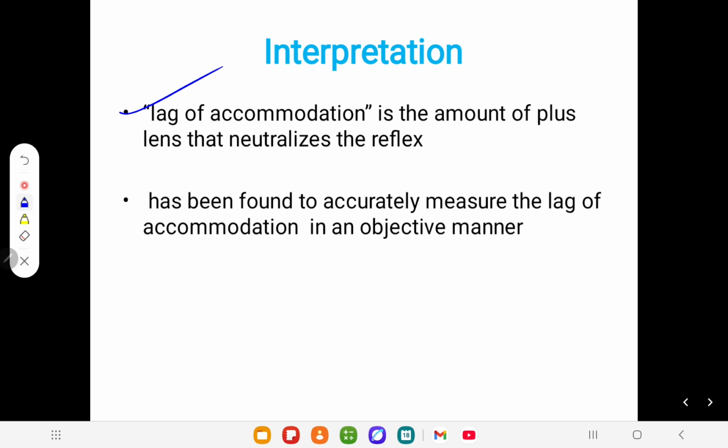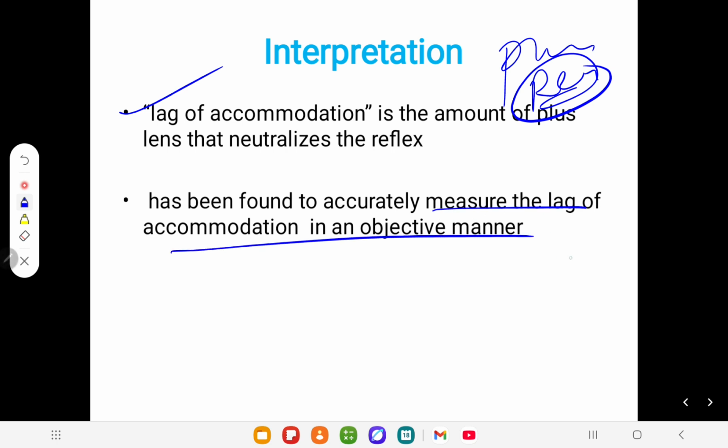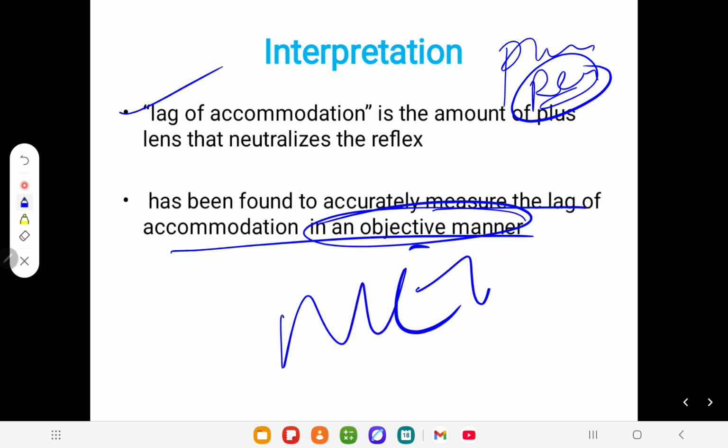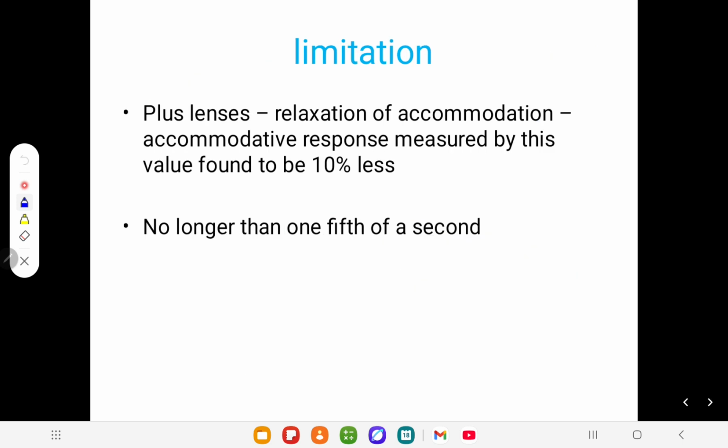because the lag of accommodation is the amount of plus lens that neutralizes the reflex. When we add plus lens, the eyes themselves relax, so there are higher chances of getting more plus. That's why we have to sweep the lens very quickly. It has been found to accurately measure the lag of accommodation in an objective manner, which is a very useful method. That is the MEM method. As a student, it's very important to understand.